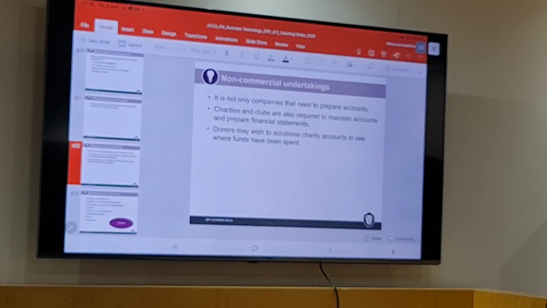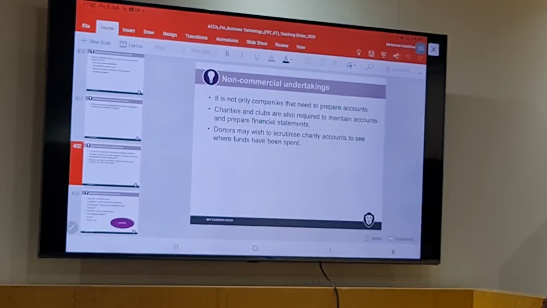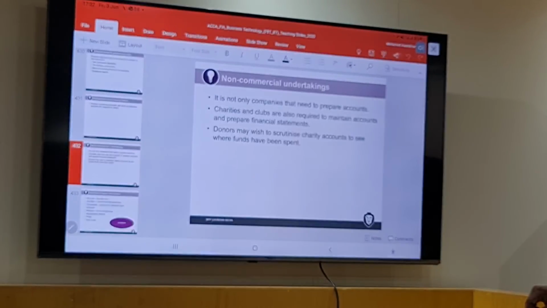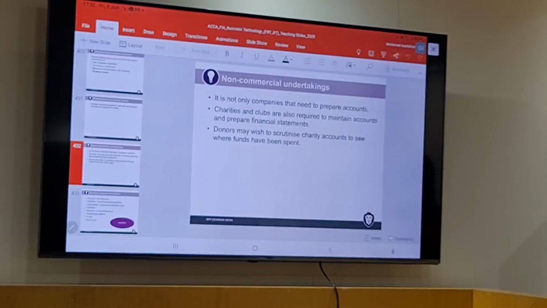A professional accountancy body is a non-commercial undertaking. It is not only companies that need to prepare accounts. Even charitable organizations also need to prepare accounts. Donors may wish to scrutinize charity accounts. If we keep giving donations and the people keep eating them, that is unfair.